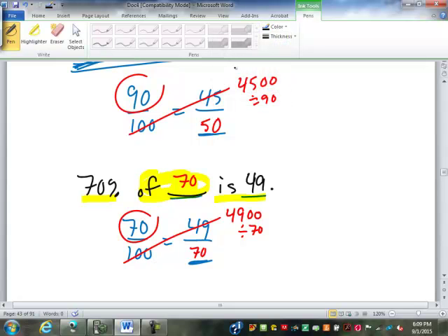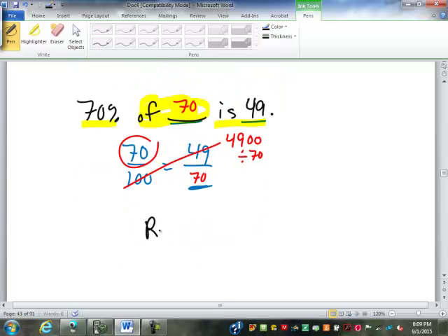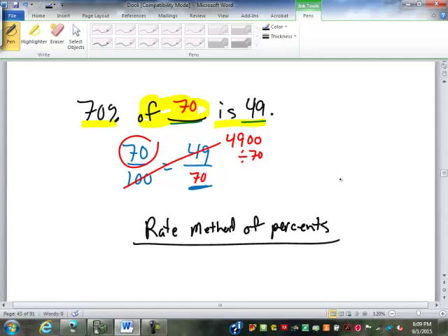Now, I solve these using proportions. Many of you may have learned a different way of doing percents in earlier classes, something called the rate method of percents. The rate method of percents involves turning a percent into rates. And the rate is the decimal equivalent of a percent. So 80% gets turned into 0.8, and we work with it that way.